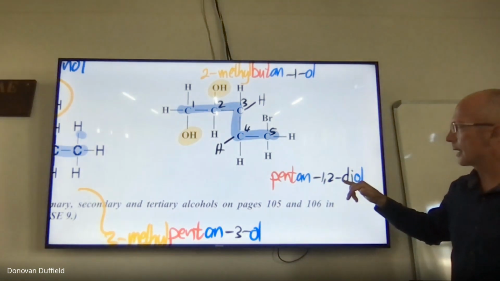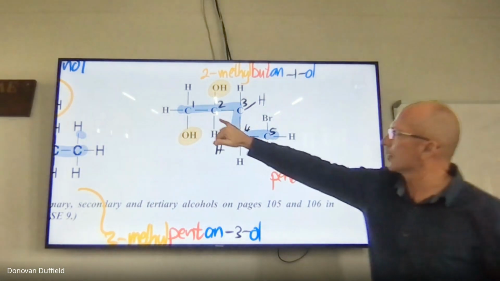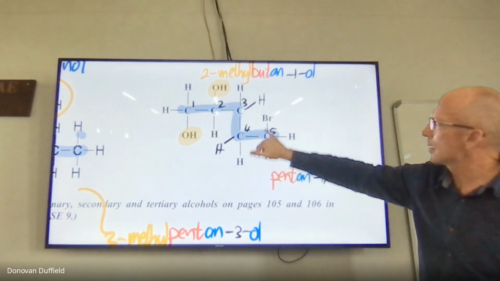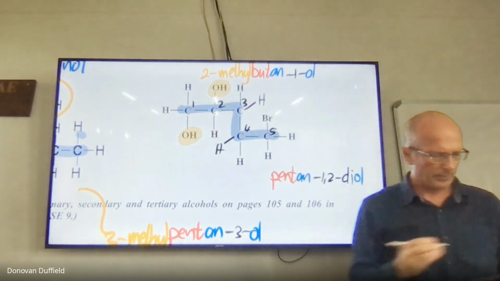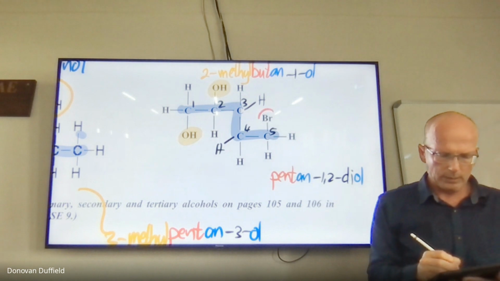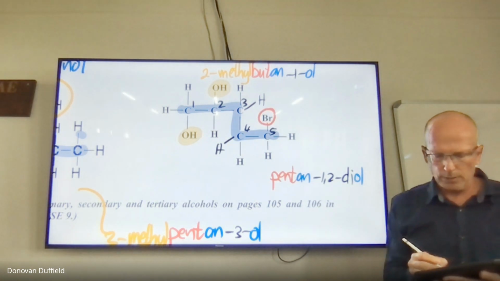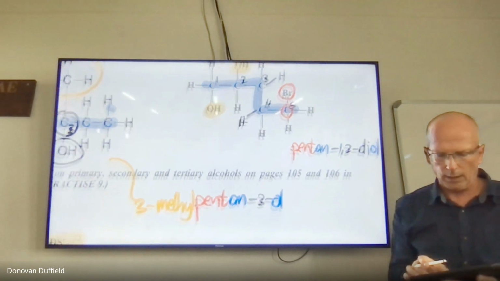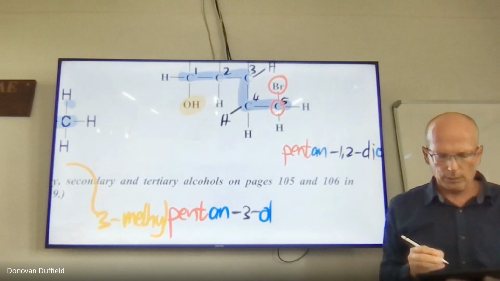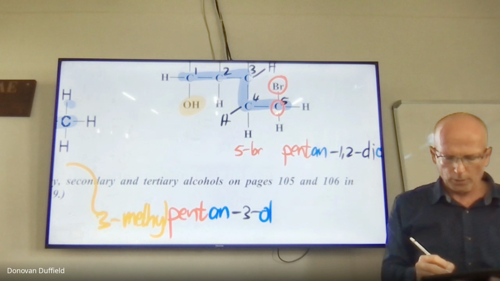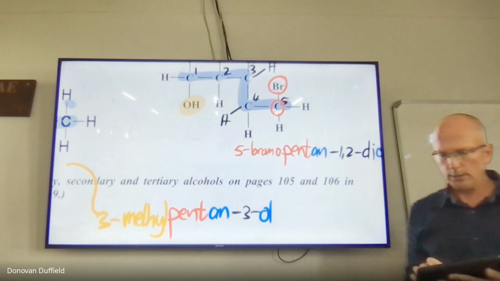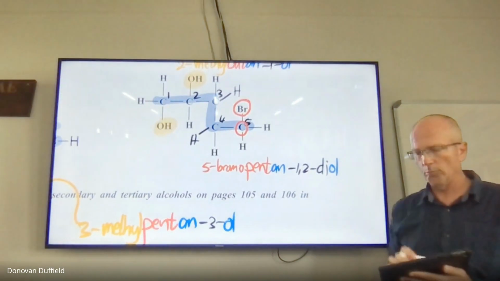All right, so let's take a look here. So now we've got the numbering. Now we must see there's a bromine there. That bromine is going to be on carbon number 5. So this is going to be 5-bromopentan-1,2-diol.